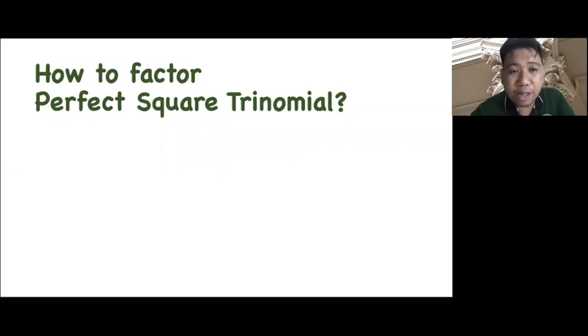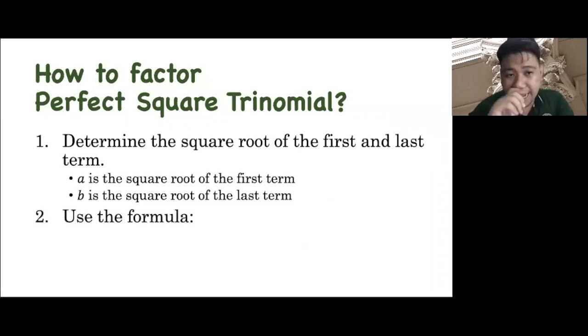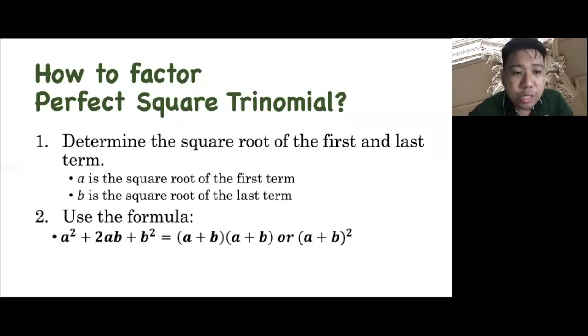Paano tayo magpa-factor ng perfect square trinomial? The first step is to determine the square root of the first and last term. So, let's say, a ang square root ng first term at b ang square root ng last term. After determining the square root of the first and last term, we will use the formula. So the first formula that we have is for a squared plus 2ab plus b squared.